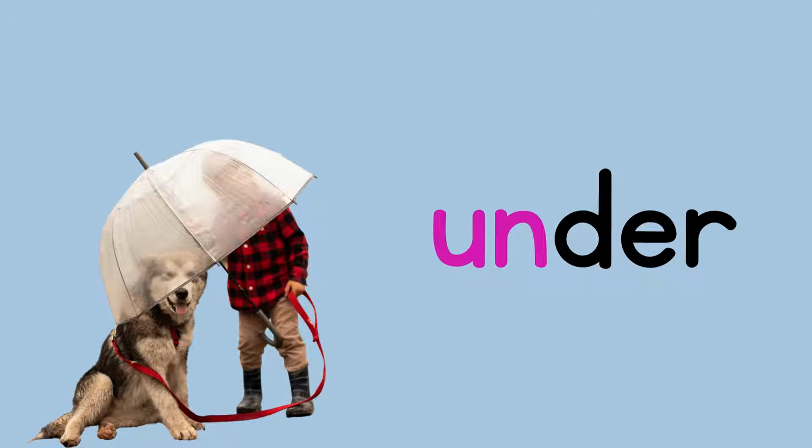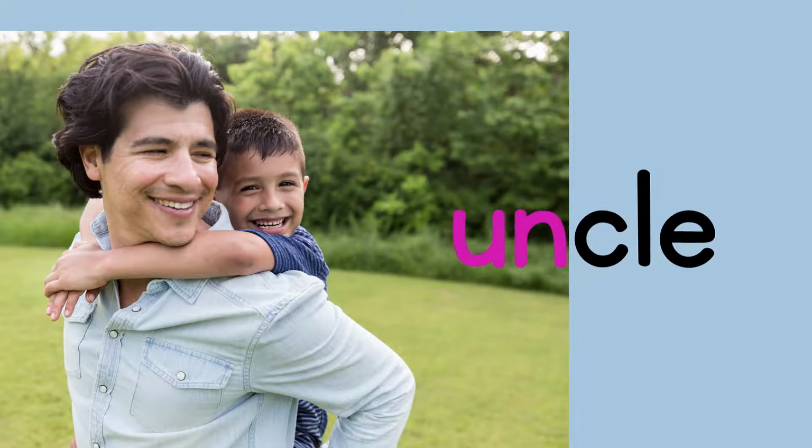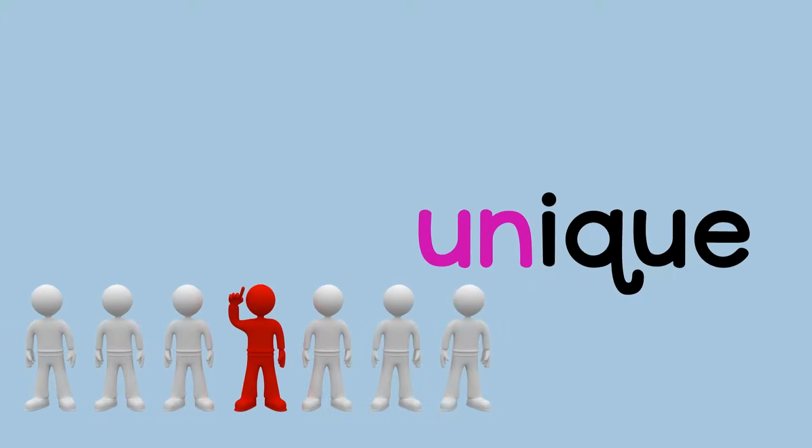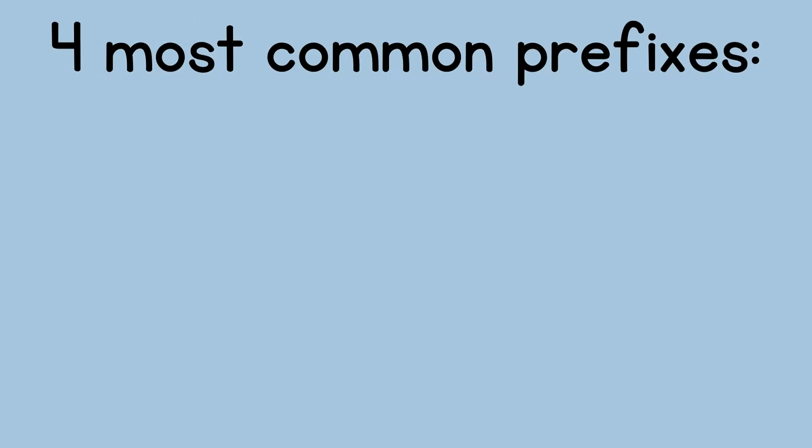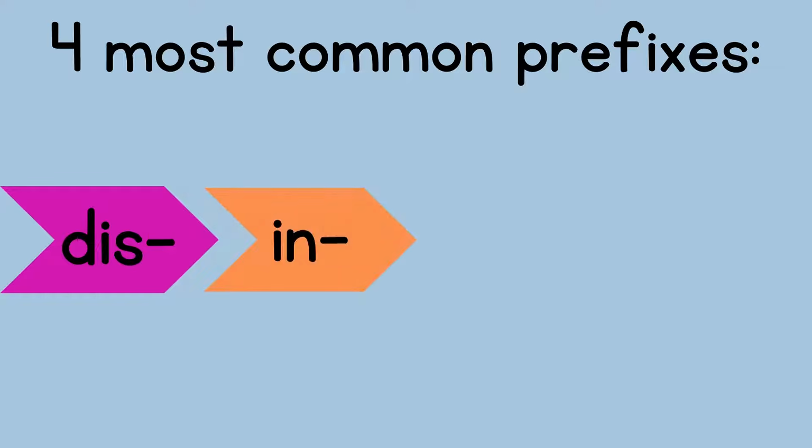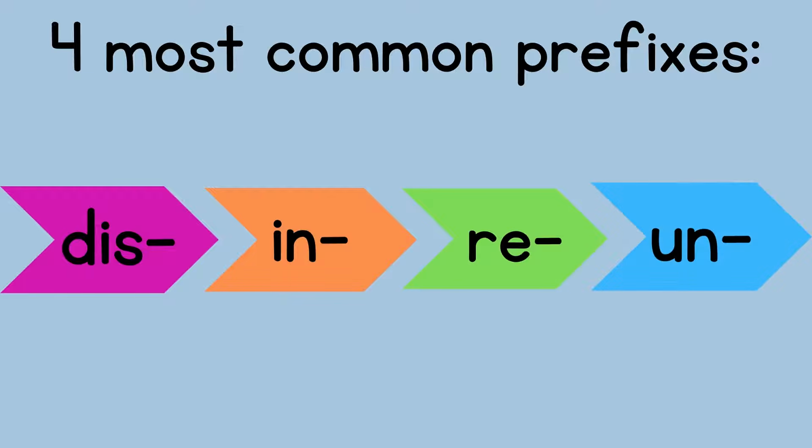The un in under is not a prefix because der is not a base word or a word at all. It's a syllable. Also, un is not a prefix in uncle or in unique. Remember, prefixes are added to actual words, not groups of sounds. We are going to go through 4 of the most common prefixes that account for about 95% of the words that have prefixes. They are dis, in, re, and un.